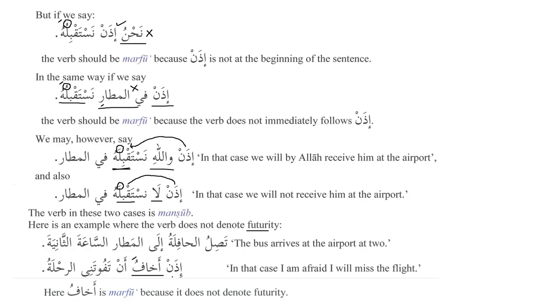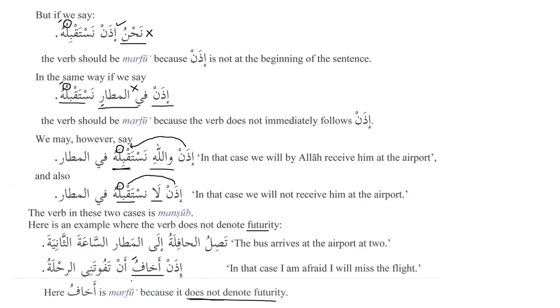We can see that the condition is met over here, because after idhan, we know that if the verb comes right after that, then the verb has to be mansub. But here it is not mansub. What happened over here? Here akhafu is marfu because it does not denote futurity. It does not refer to the future. Idhan akhafu an tafutani ar-rihlatu. I am afraid that I will miss the flight.